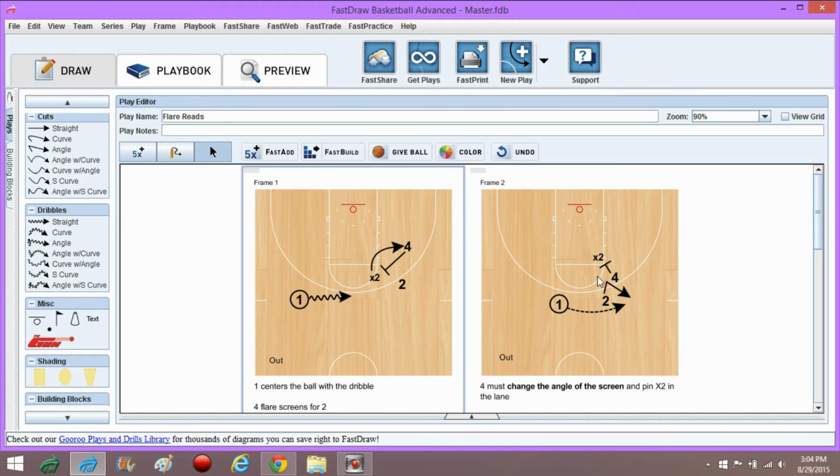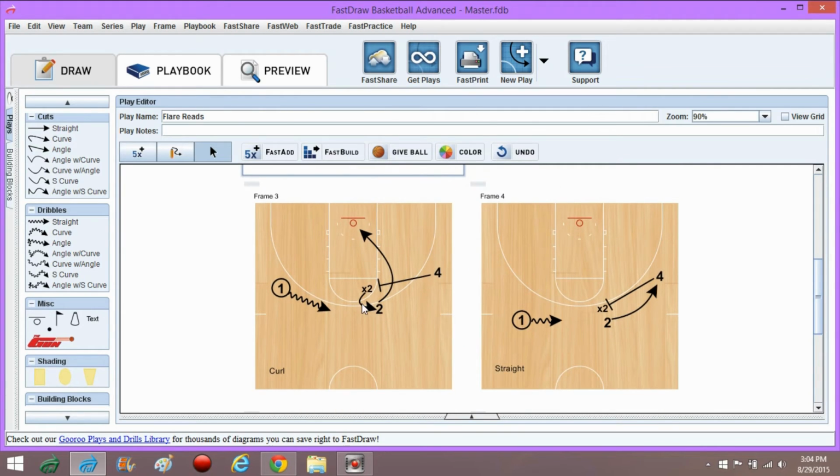Again, 4 must change the angle of the screen here. At first, their butt's toward the corner. All right? The defender goes under. They change the angle and pin the cutter's defender in the lane. So now their back essentially is telling the cutter where they want them to go. Settle right between their shoulder blades for the shot.